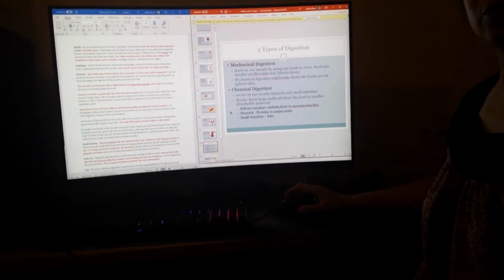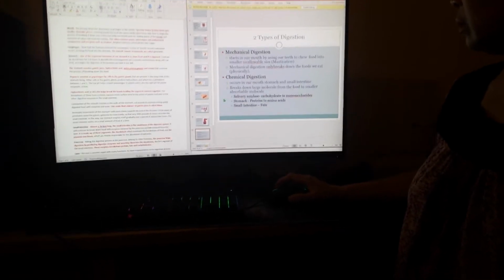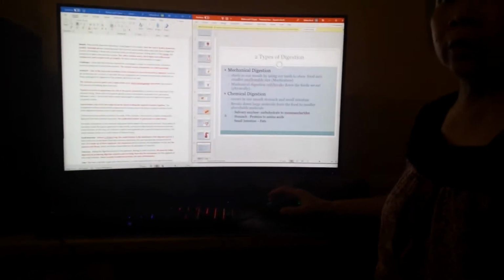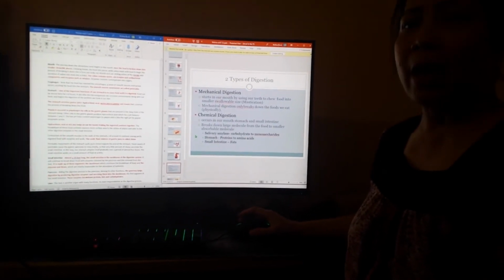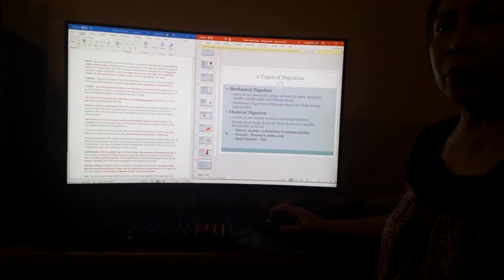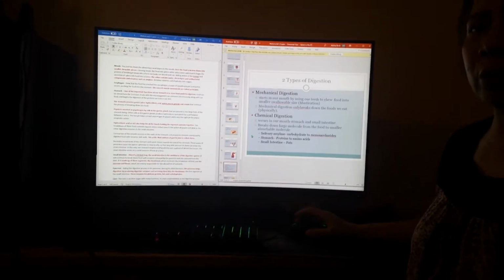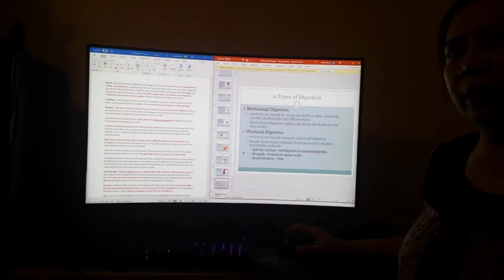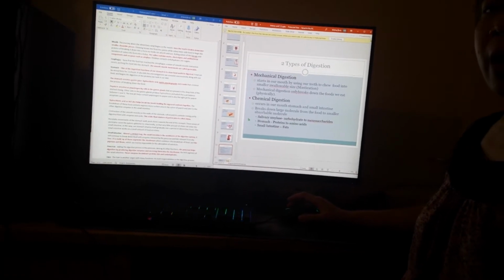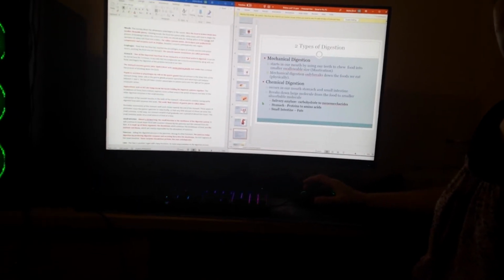Now let's talk about two types of digestion: mechanical and chemical digestion. Mechanical digestion starts in our mouth by using our teeth to chew food into smaller, swallowable size. Also, as we chew or masticate our food, the stomach's smooth muscles are activated and will continue with the mechanical digestion by turning the food that we swallow into smaller particles called chyme. Mechanical digestion only breaks down the food we eat.